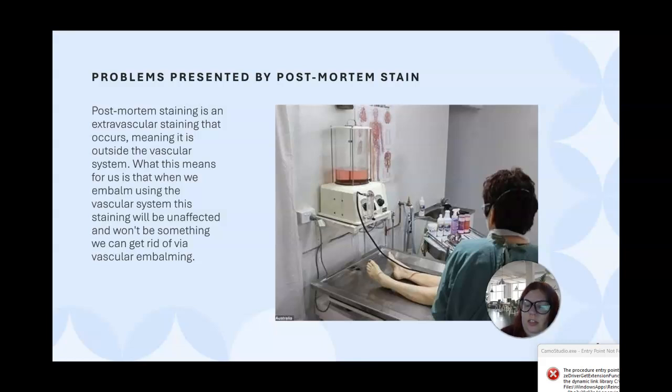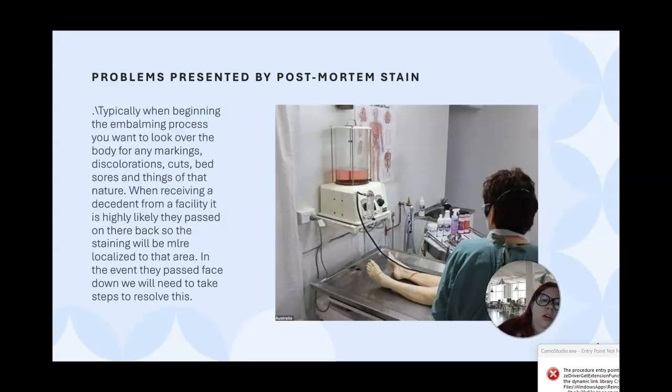So in this case, when you're going to start the embalming process, you want to look over the body as you should for your embalming report and just general knowledge. You need to look over your body and look for markings, discoloration, sores, because all these things can become problems later, especially if you get someone that had passed away in a facility. You're going to have somebody that may have bed sores. You're going to want to cover those up. You're going to want to make sure those don't leak, things like that.